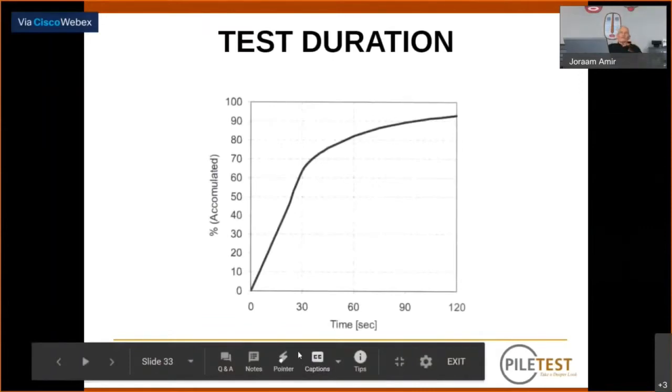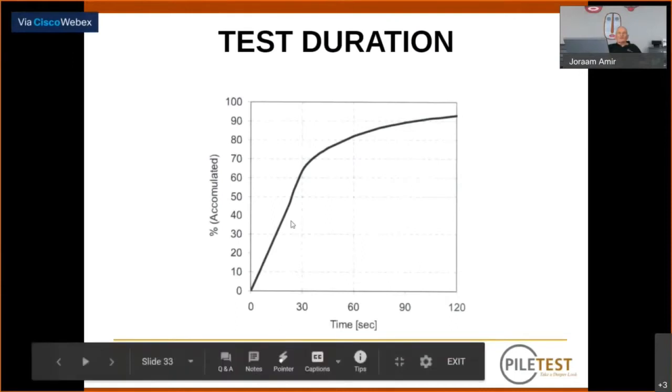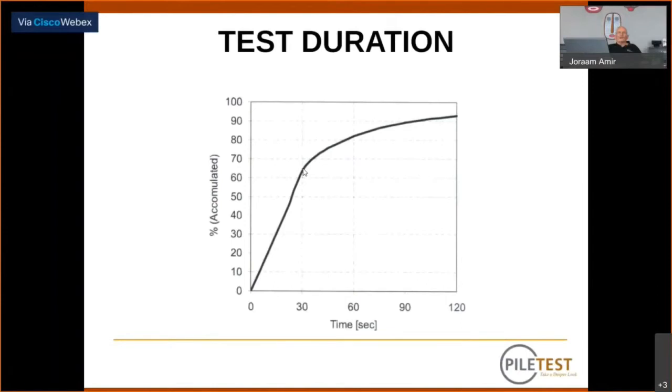This is a very interesting graph. The test duration in this method. The method, as I said before, is very fast. In 30 seconds, you can test about 65% or 2/3 of the piles, net, not counting the time it takes to move from one pile to the other. And you can test 90% of the piles in less than 2 minutes. These are results taken from about 70,000 piles from all over the world. So the method is very fast.